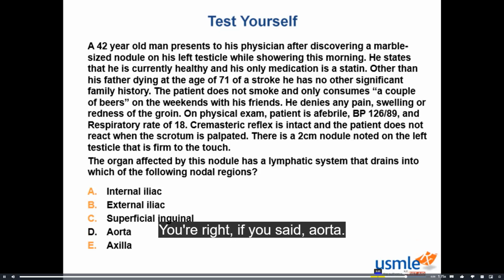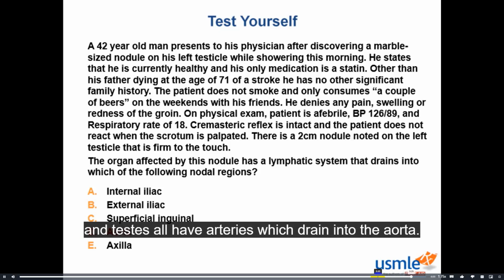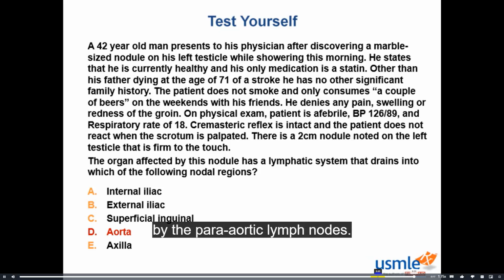You're right if you said aorta. The kidneys, the ovaries, the uterus, and testes all have arteries which come off the aorta. So remember that the testes are drained by the para-aortic lymph nodes.